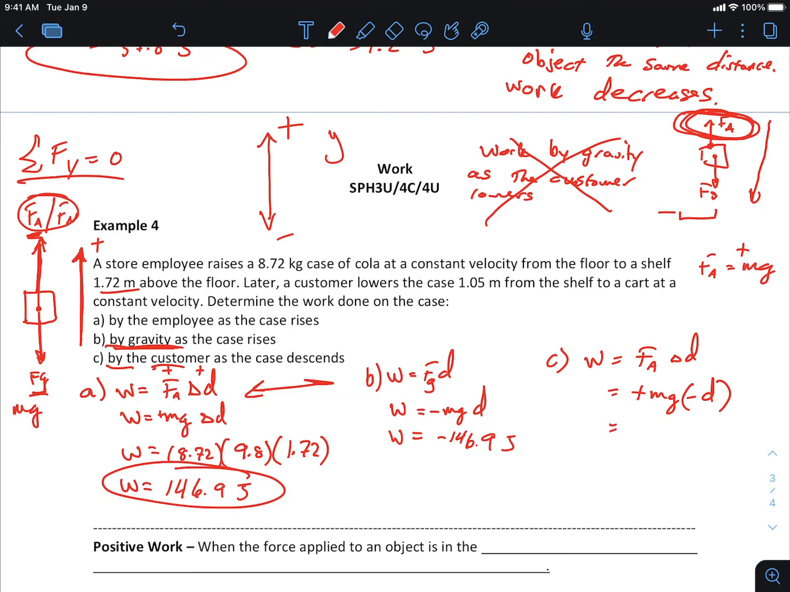Okay, and we see that mg in this question is the same mg, right? It'd be 8.72. And then we're going to multiply that by negative 1.05 because the displacement's negative. What do you get? Negative 89.7 joules.